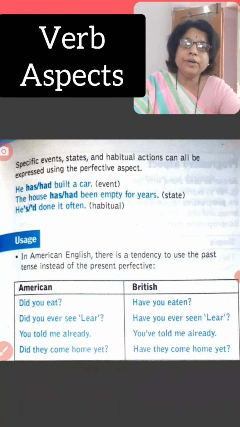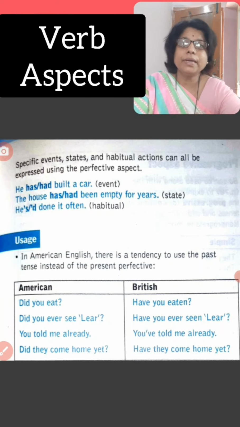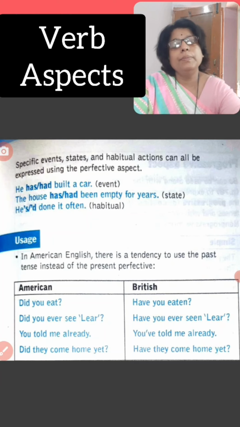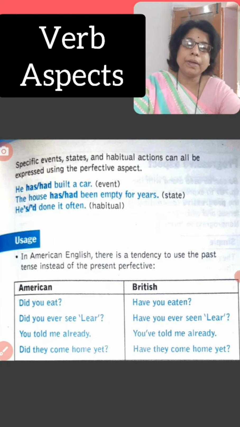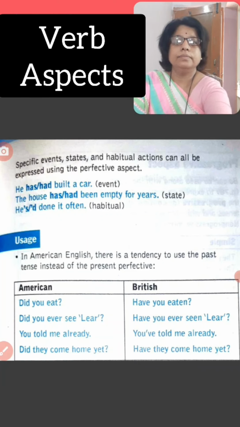So this is a very brief introduction to aspects and also the first category of aspect, that is present perfect aspect. In the next video we will be talking about the progressive aspect and its categories, its types.